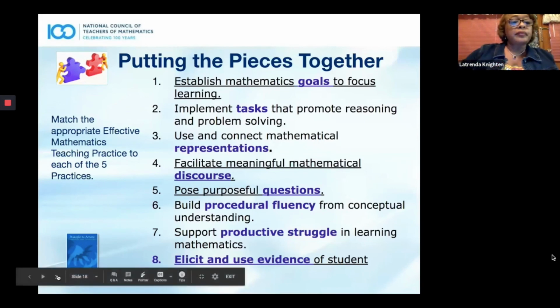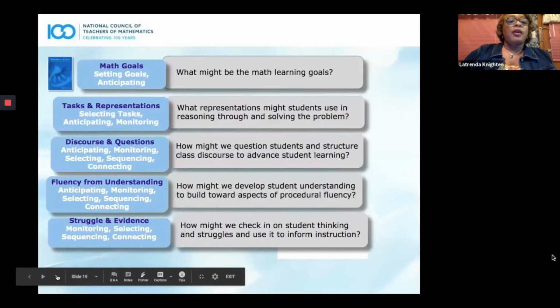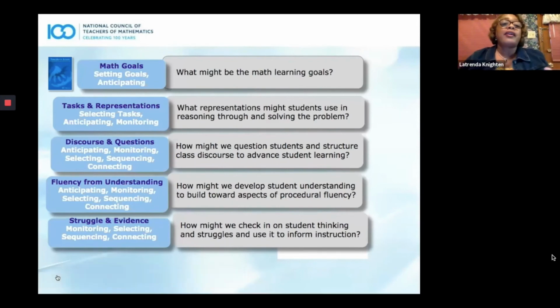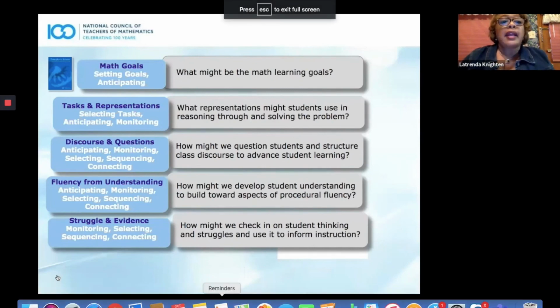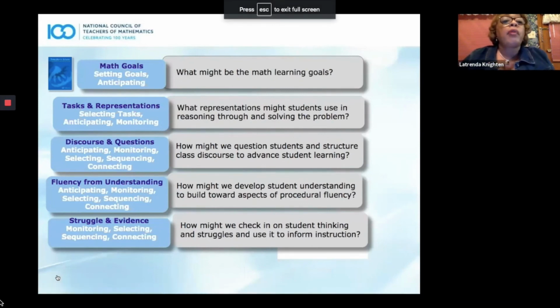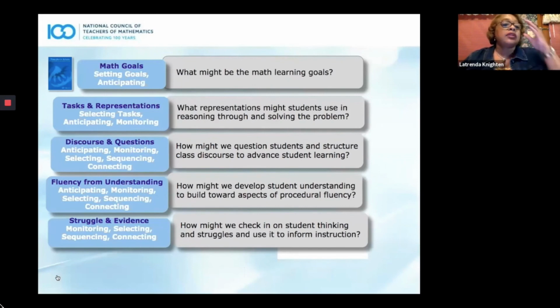So I want to share a couple of things with you. As you guys know, I'm from Louisiana. Oh, I'm sorry, I forgot this one. This is just one way of how they're aligned. So it's not that it's the definitive answer, but this is just one way of how they're aligned, where you see in blue are the effective teaching practices and in white are the 5 practices. And so this is just one way they could possibly be aligned.